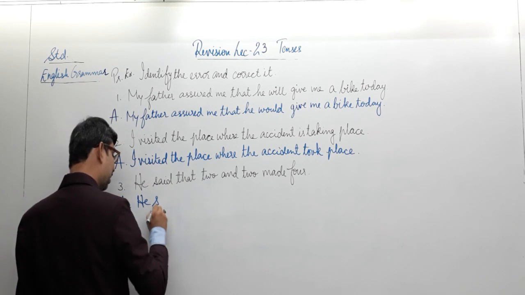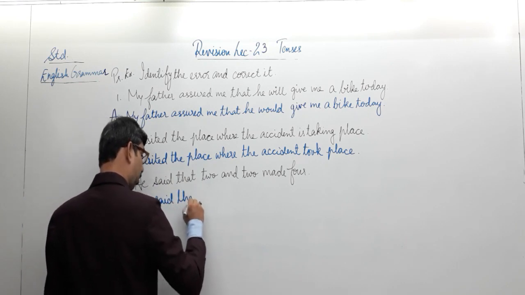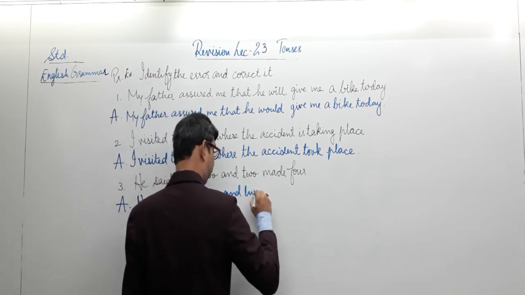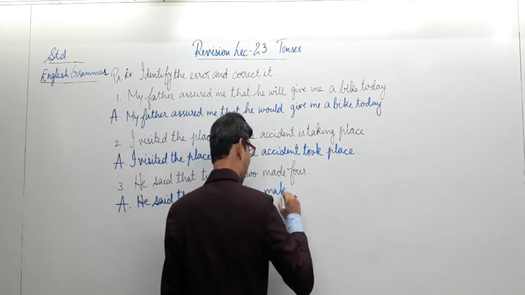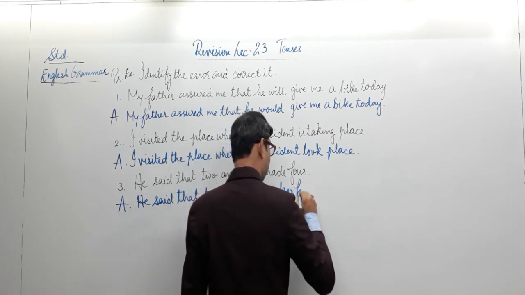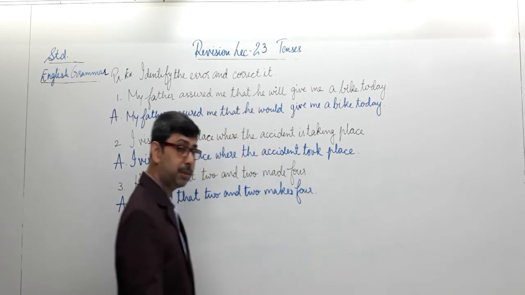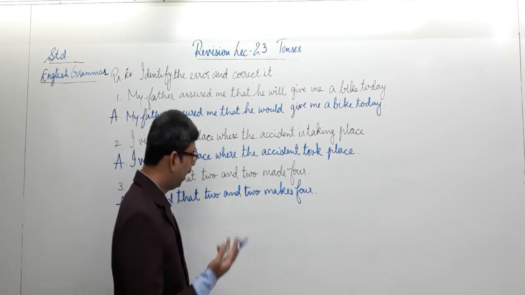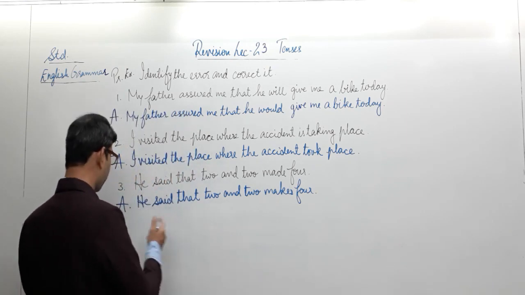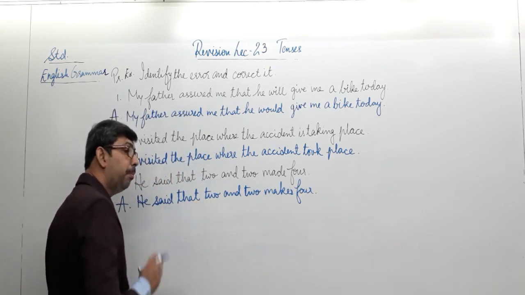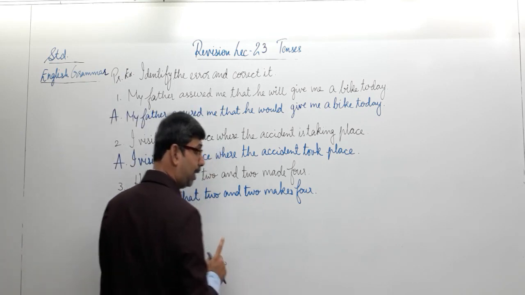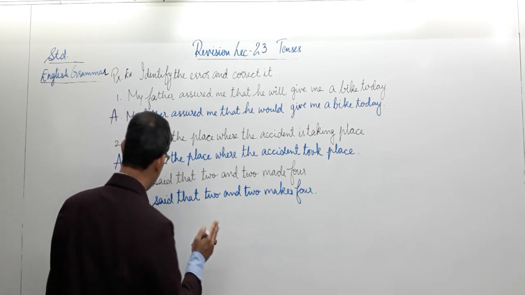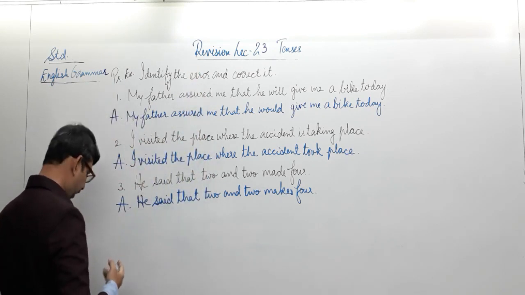He said that 2 and 2 makes 4. So I have used the present form over here. 2 and 2 makes 4. Even today, when you add 2 plus 2, it is 4. It does not become 3 or 1 or any other number. It always remains 4. 2 plus 2 is 4. So he said that 2 and 2 makes 4. Therefore, we have to write over here the present and not the past, which is the exception to the original rule that we have learned and what we have observed in the first and second sentence.